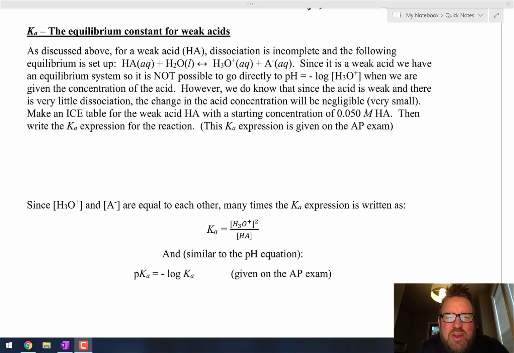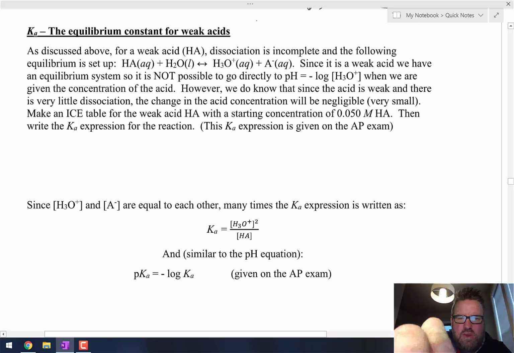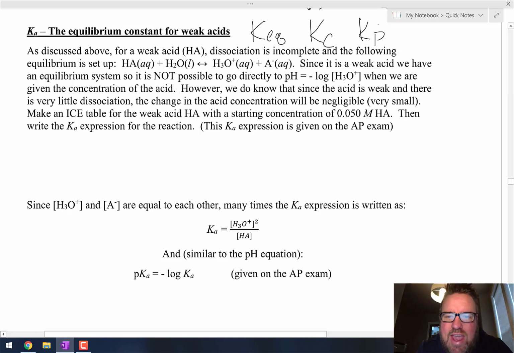So now that we've talked a little bit about pH and how it relates to the hydrogen ion concentration, we're getting a little bit more specific with our equilibrium constant. So we know that the basic way of writing the equilibrium constant is writing Keq. We've also learned you can write Kc, then it's written in terms of concentration. You can also write Kp, which is obviously in terms of pressure. When you talk about the equilibrium constant of a weak acid, you can use what's called Ka.